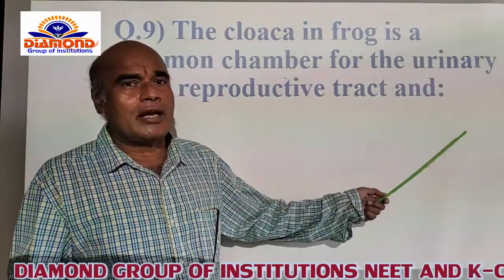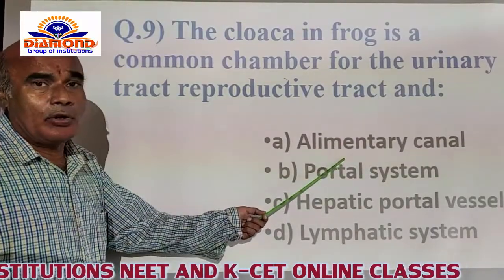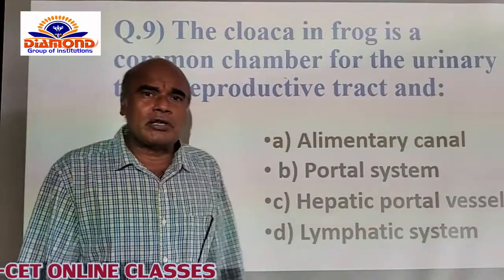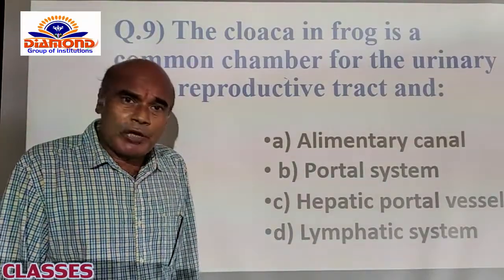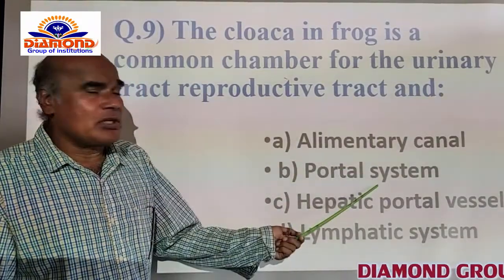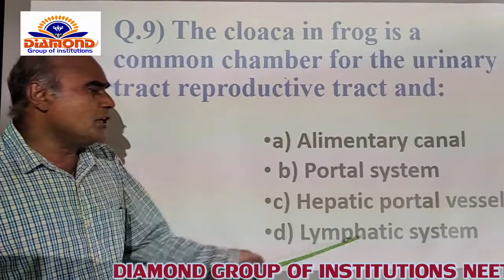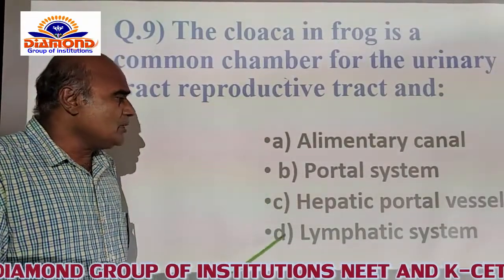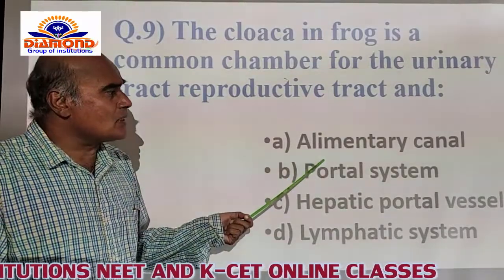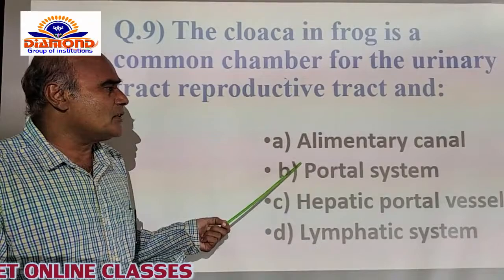The question is asked, and the options are given like this: A, the alimentary canal. The alimentary canal is nothing but a part and parcel of the digestive system, which opens into the cloaca itself. B, the portal system, C, the hepatic portal vessel, and D, the lymphatic system. B, C, D are not at all concerned with this. Only the alimentary canal is the answer to this question. That's why option A is correct.